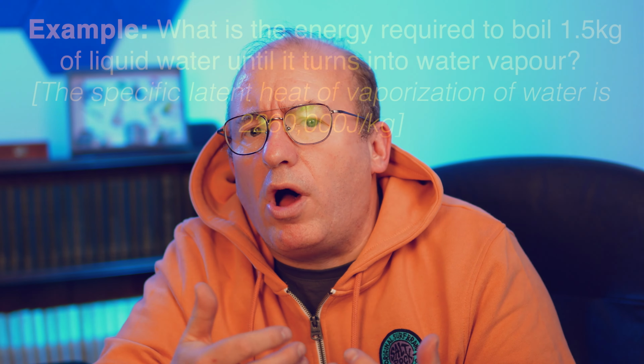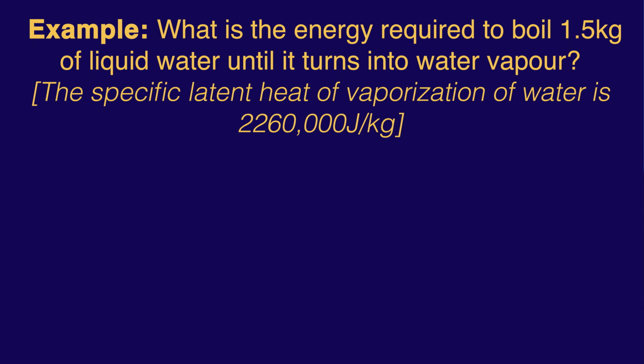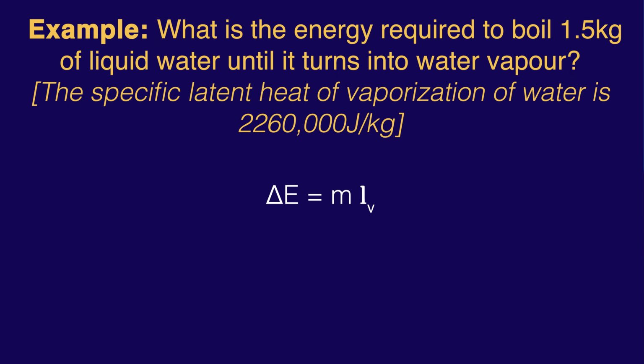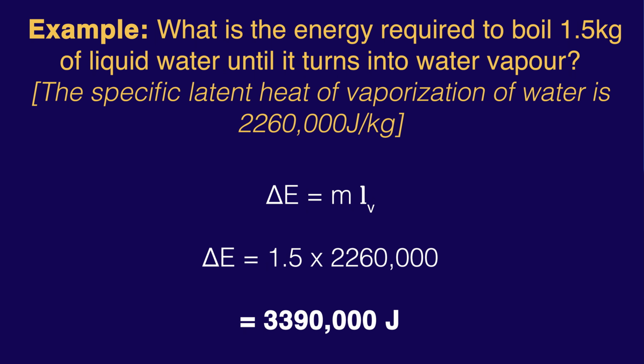What is the energy required to boil 1.5 kilograms of water until it all turns into water vapor? The specific latent heat of vaporization of water is 2,260,000 joules per kilogram. Let's start with the equation again. Delta E equals m L subscript v, which is 1.5 kilograms times 2,260,000. Plugging that into our calculator, we get 3,390,000 joules.